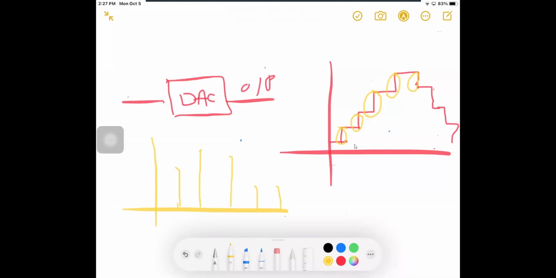This is a discrete signal. The signal values exist only at what? At TS, 2TS, 3TS, 4TS, 5TS, and so on. The yellow figure represents the discrete time signal, while the red one represents a continuous signal or analog signal.